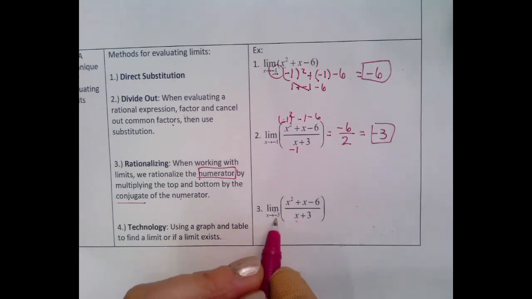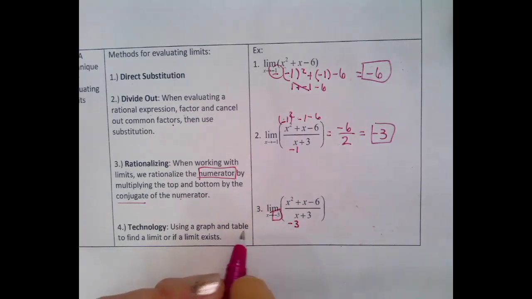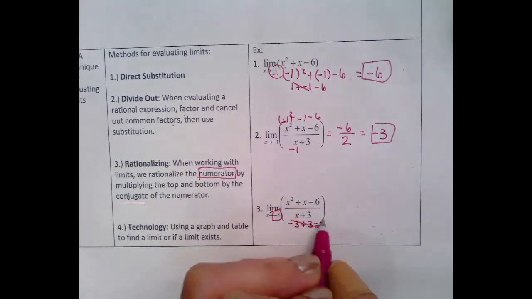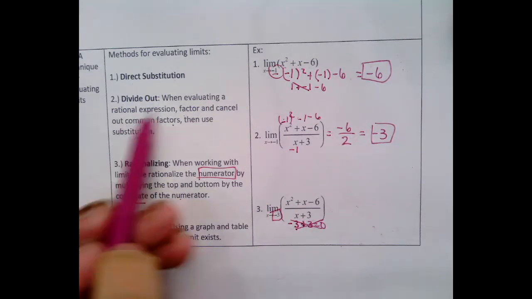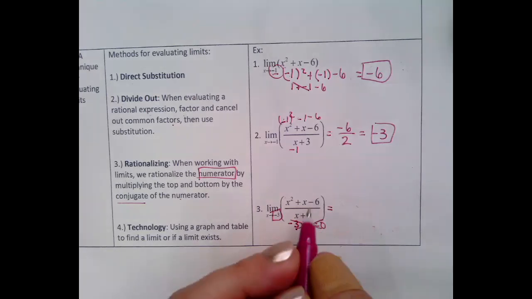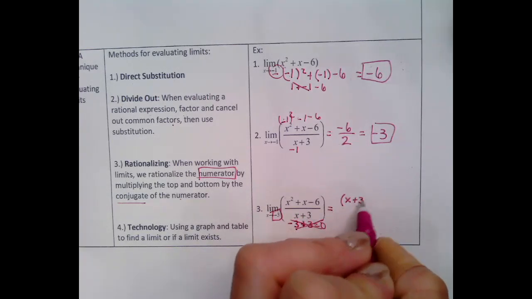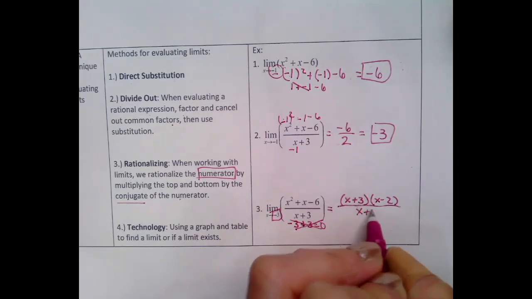Let's take a look at this third one. So our limit as x approaches -3. Well, if I plug a -3 in here, then I get -3 plus 3 equals 0, and I can't do that. So I need to actually use our dividing out rule or factoring. So x squared plus x minus 6 factors to x plus 3 times x minus 2. And then I'm left with x plus 3 in the denominator.